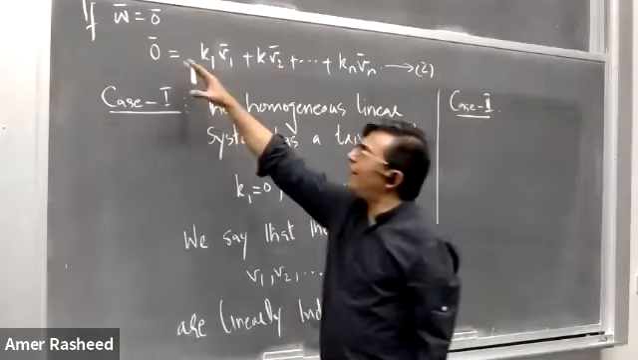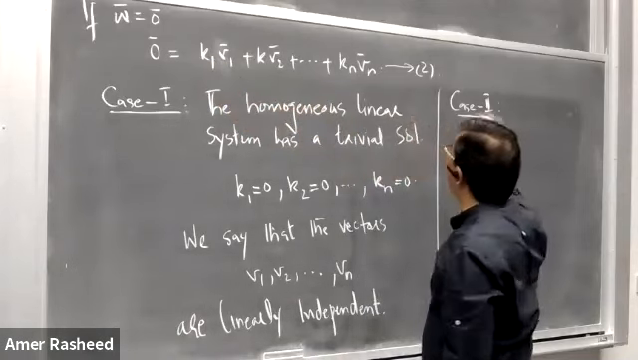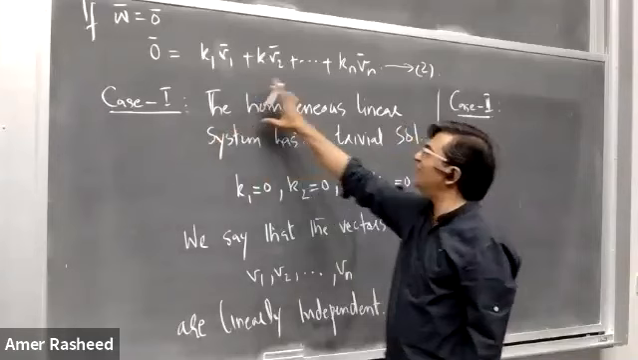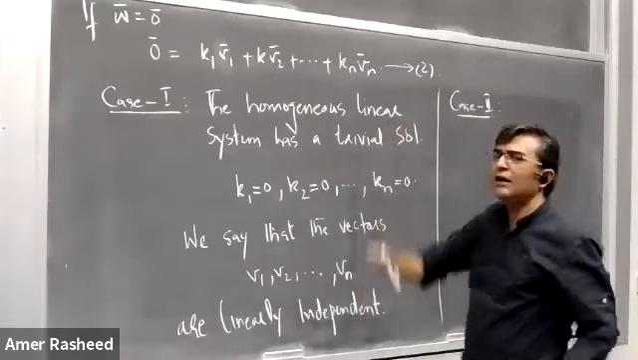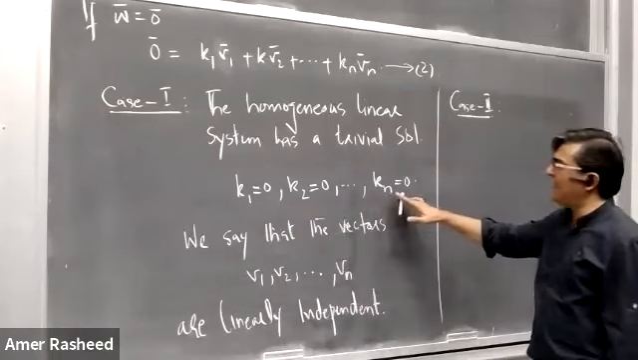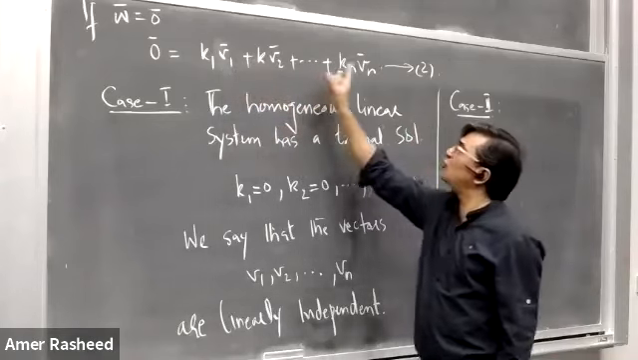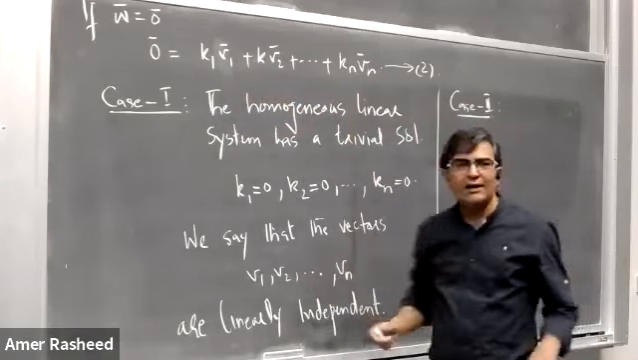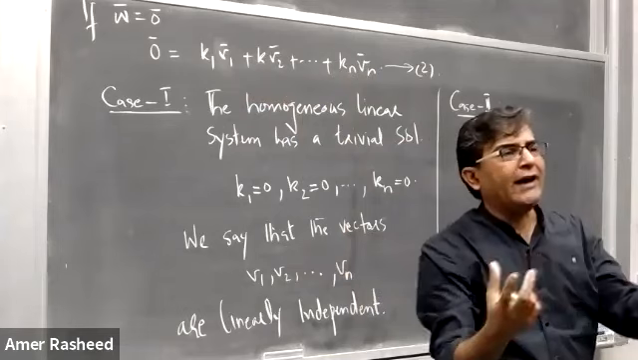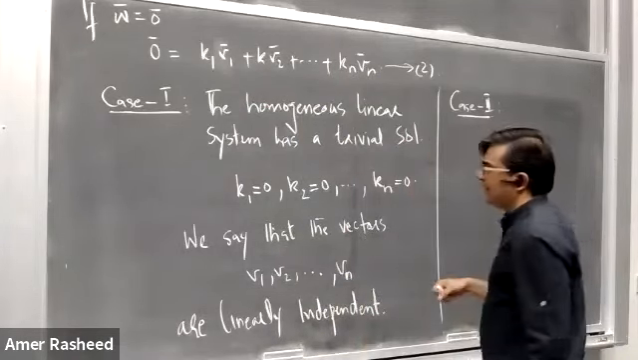Now, if the right-hand side vector is 0 and we obtain a homogeneous linear system, then we have two cases. The first case is if this homogeneous linear system has only the zero solution or the trivial solution, meaning K1, K2, so on, Kn are all zero, then we say that these vectors V1, V2, so on, Vn are linearly independent. They cannot be connected with each other.